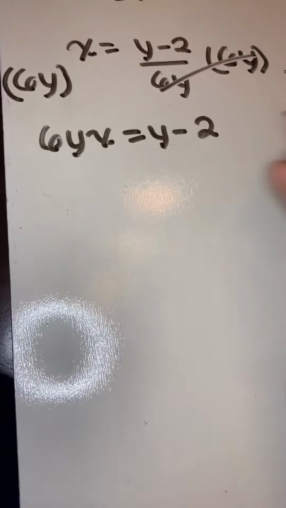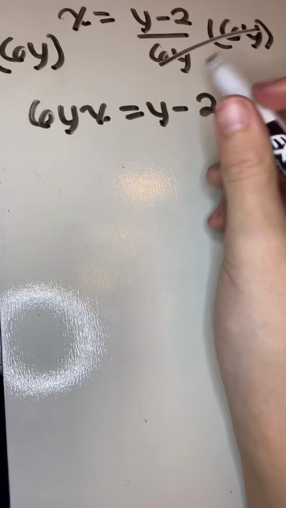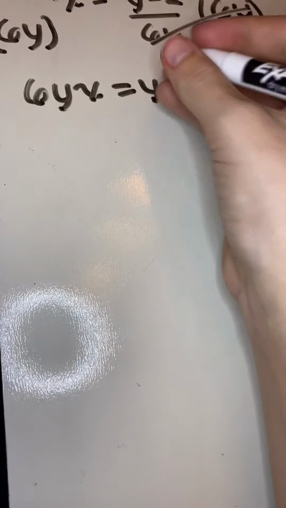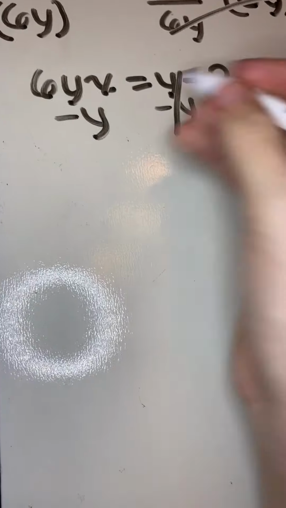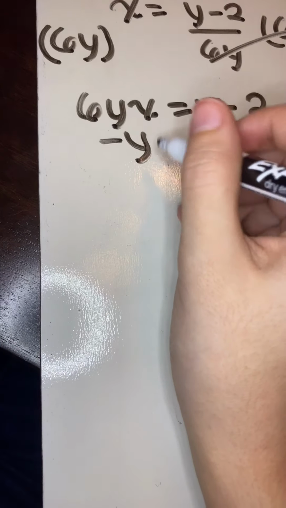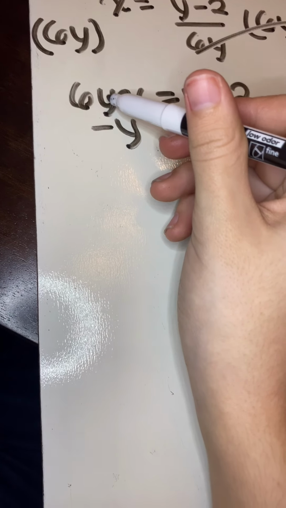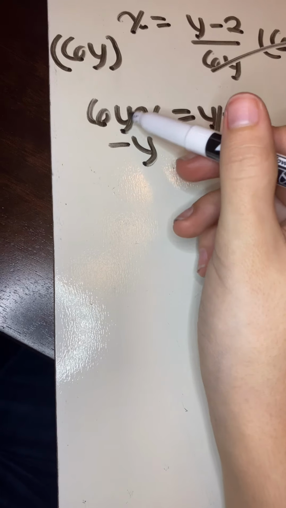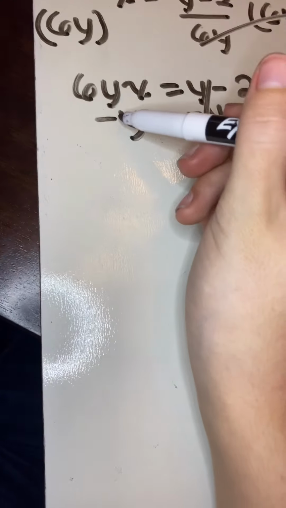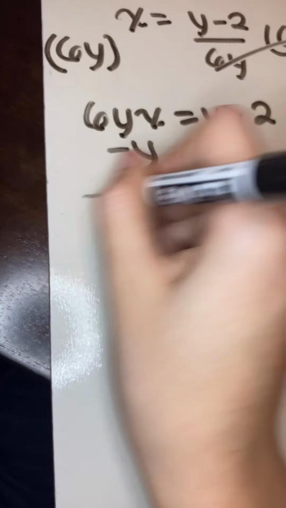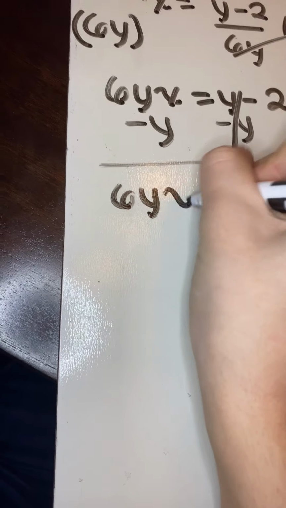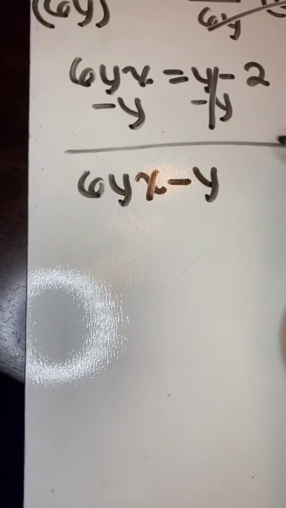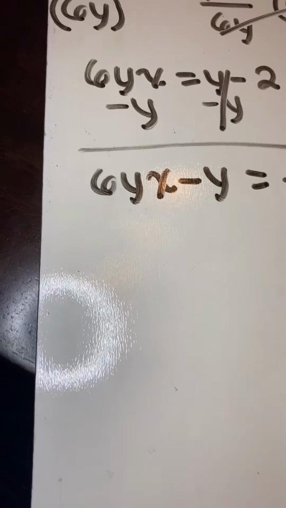So in order to get rid of the y and move it to the left, what we have to do is subtract y on both sides. So they cancel out. These won't cancel out because it's not adding or subtracting the y; in this case it wouldn't cancel out either way. So you're left with 6yx minus y equals negative 2.